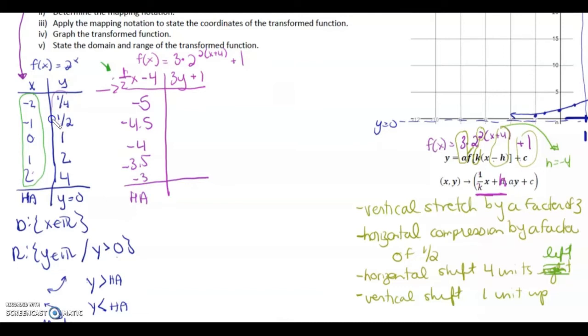Okay, now what we're going to do is take every single value of the y's and plug it into 3y plus 1. So what is 1/4 times 3 plus 1? I get 1.75. What is 1/2 times 3 plus 1? I get 2.5. 1 times 3 plus 1, I get 4. 2 times 3 plus 1, I get 7. And 4 times 3 plus 1, I get 13.